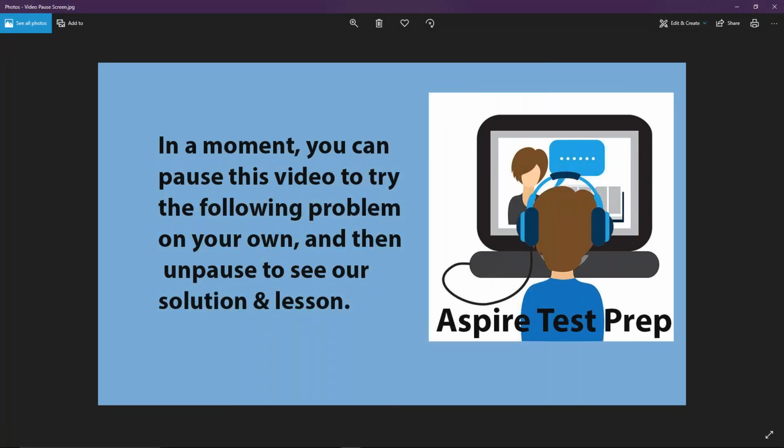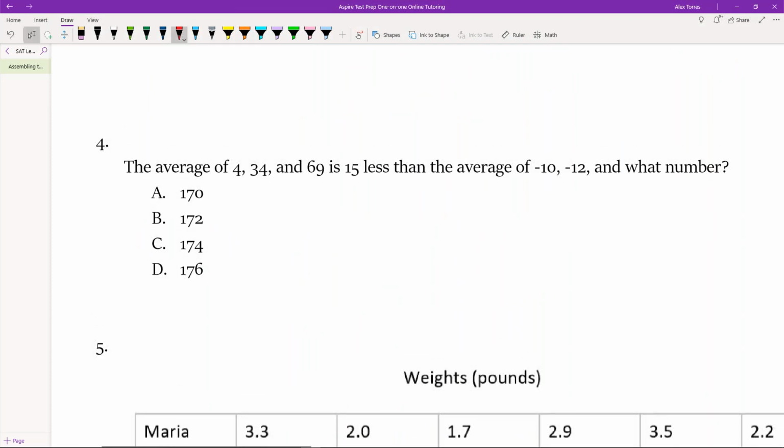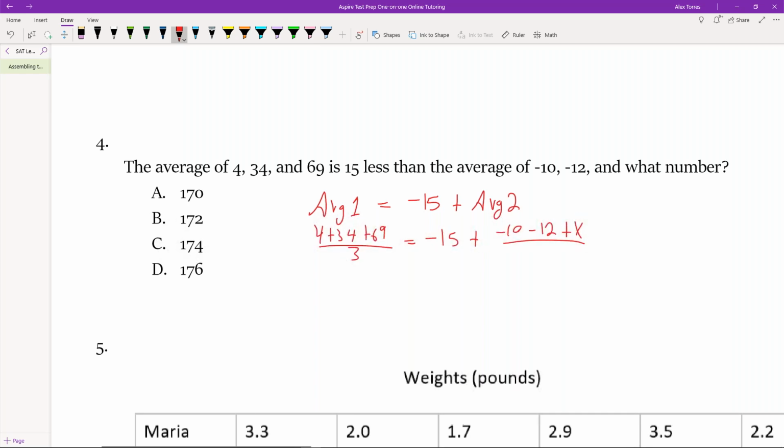So here we go. We're going to have another opportunity to pause your screen and try the next problem. That'll be this problem right here. So to solve this problem, we have the first average is 15 less than the second average. The first average is 4, 34, 69 divided by 3. And the second average is negative 10, negative 12, and the third number divided by 3.